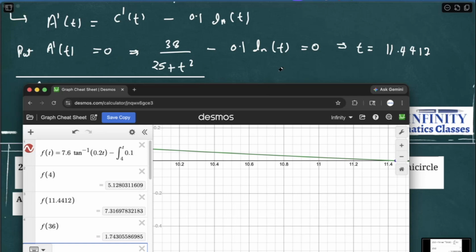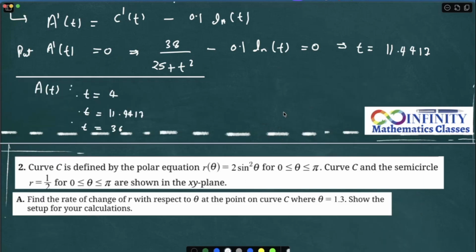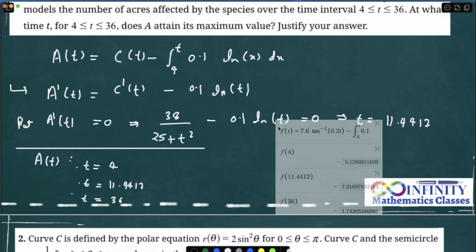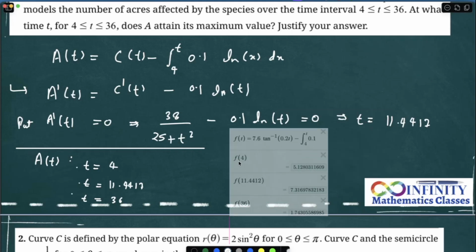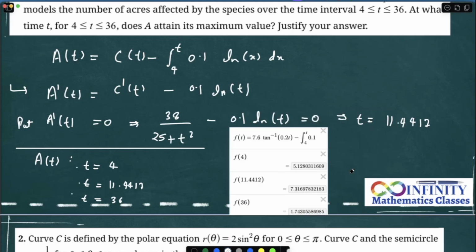Let me just take a screenshot. Please consider f(t) as 80. Okay, you consider f(t) at 80. So these are the 3 values. At 4, you are getting 5 point something. At 11 point something, you get 7.3169, and you get 1.7.